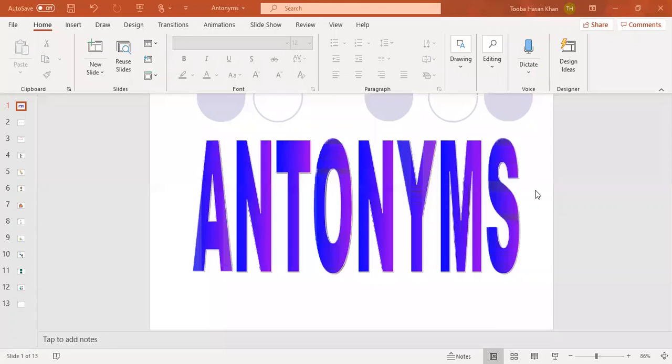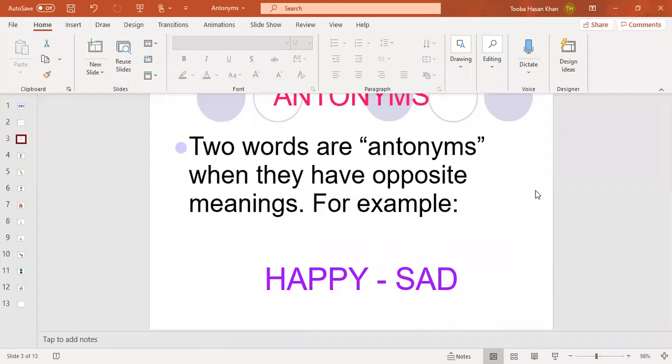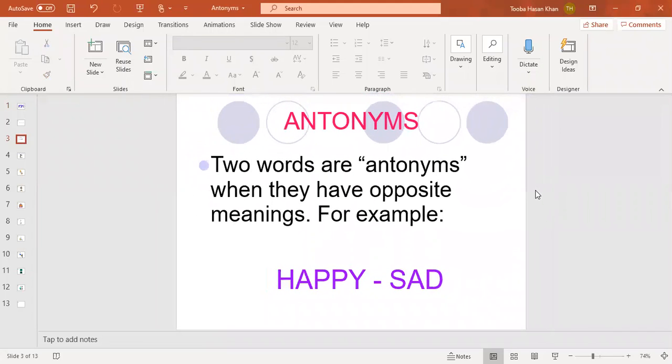Today's topic is antonyms. Antonyms are simply those words. Two words are said to be antonyms if they have opposite meanings. An antonym is a word that has an opposite meaning to the given word. For example, happy, sad. Happy is the word, its antonym, its opposite will be sad.